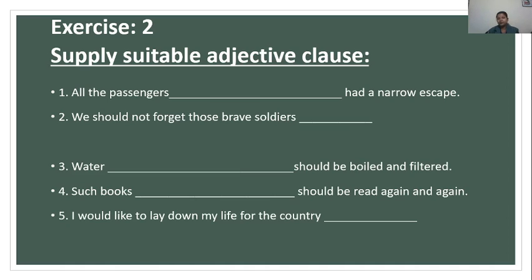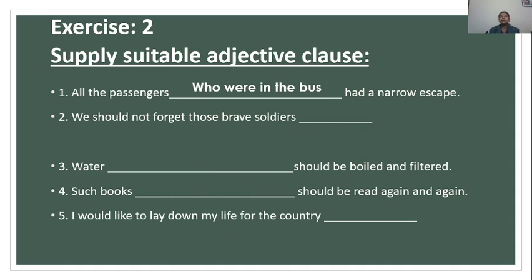And a clause, you know that beta, there must be a finite verb, and after that we add words according to the need. Cleared? Now, all the passengers. Passengers means people have been discussed. So just think about the relative pronoun that can be taken to frame a clause. All the passengers dash had a narrow escape. Narrow escape means बाल बाल बच गए. Normally we say, अरे मैं बाल बाल बच गया. So that is narrow escape. Okay, so all the passengers that had a narrow escape.